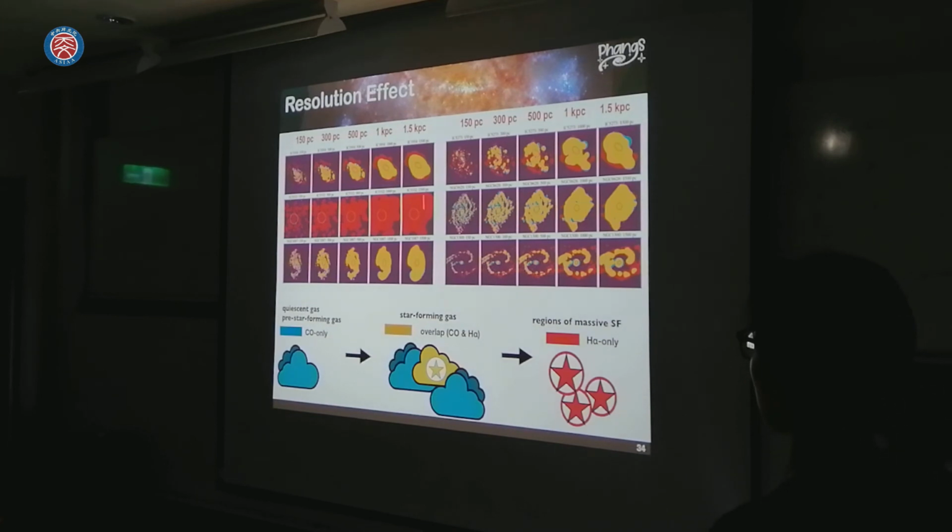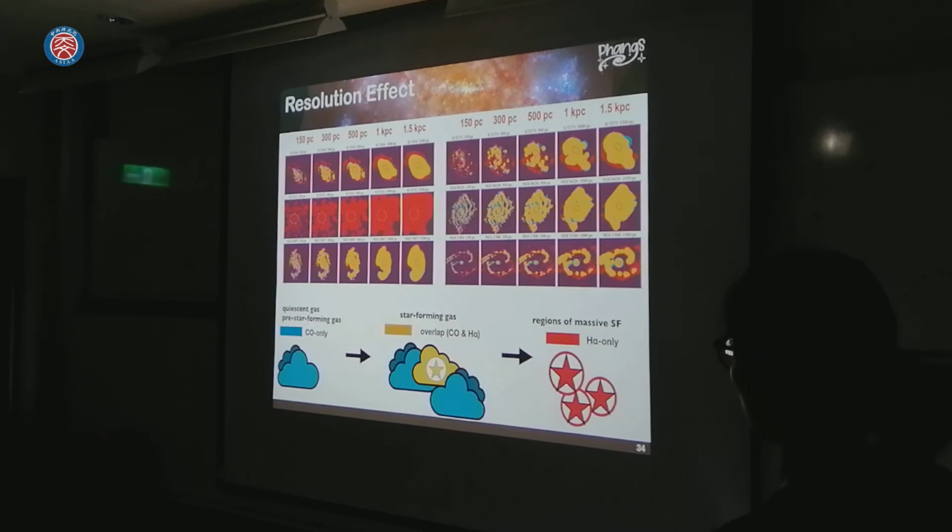So here is the sunlight map for some galaxies at different resolution from 150 parsec to 1.5 kiloparsec. And as you can see, when we blur the image of CO and H-alpha map to 1.5 kiloparsec resolutions, the galaxies are, except for this one, which is the one without CO detection, dominated by star-forming regions.